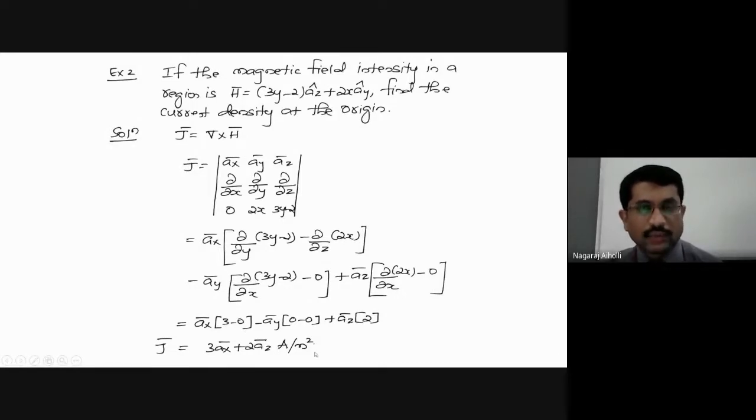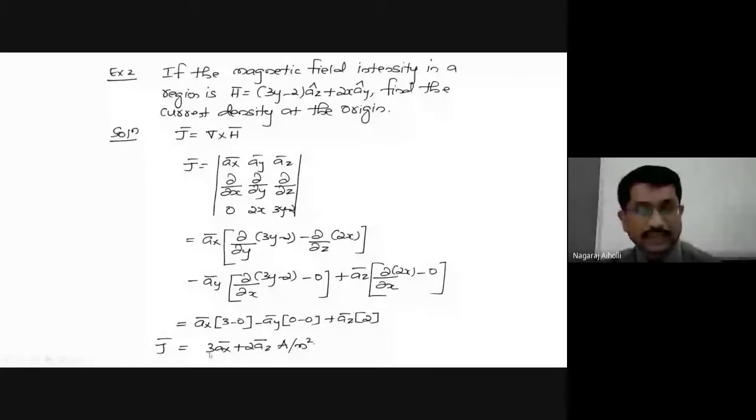Now, what about at the origin? They have asked the current density at the origin. Origin is x comma y comma z, in Cartesian system, it is 0 comma 0 comma 0. There is no x component or y component or z component here in the equation. There is no x term or y term or z term, and hence the current density equation is the same.